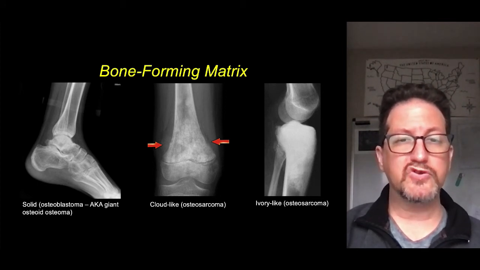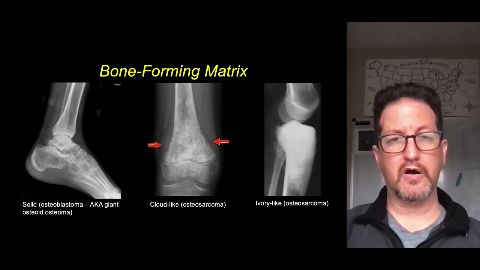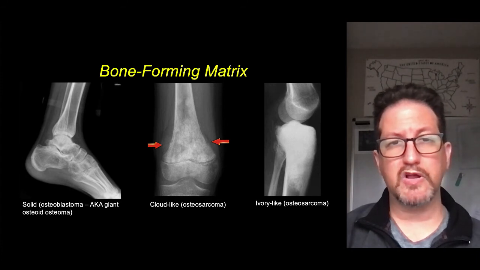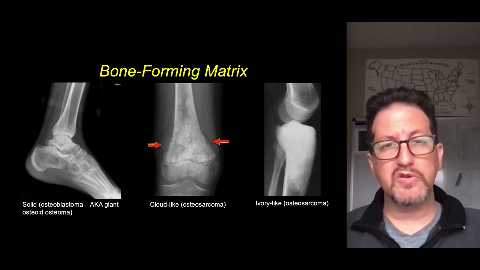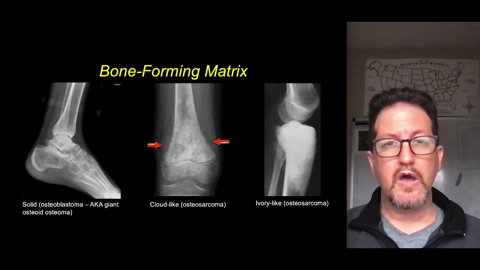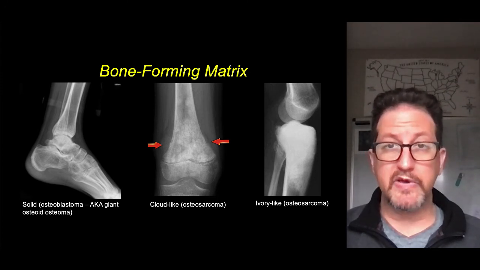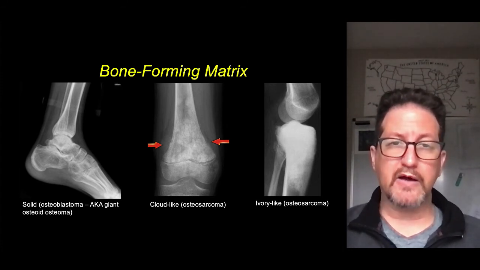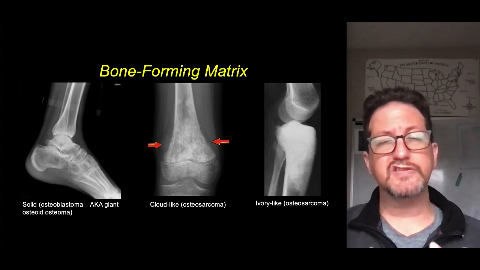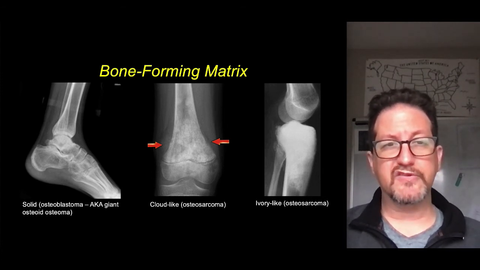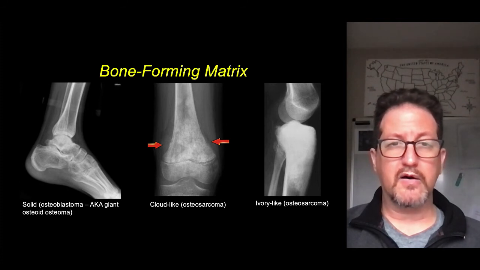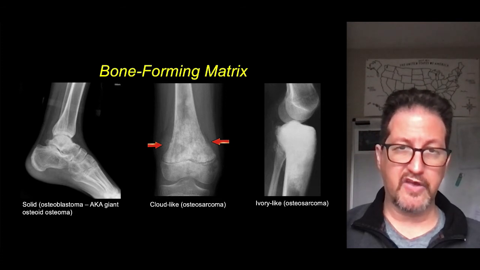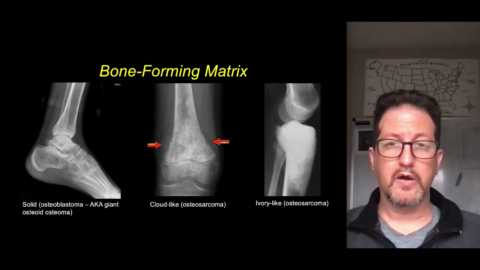Then when you move to the middle one, we have unfortunately an osteosarcoma. That bone forming matrix is somewhat cloud-like, and you can see that it's very poorly demarcated. You might describe it as a permeative pattern. That's absolutely fine. But remember that because this is cloud-like, it's probably an osteosarcoma. It's a bone-forming tumor, and because it is not a geographic lesion, it is probably something bad. And in this case, this was diagnosed as an osteosarcoma.